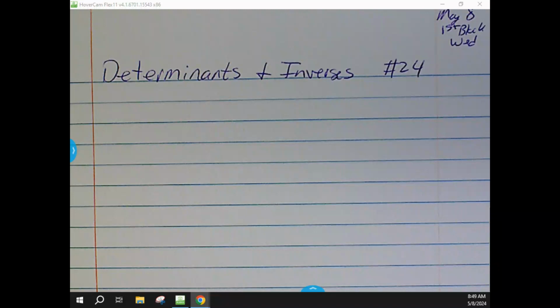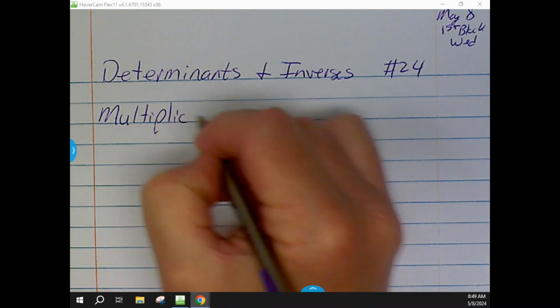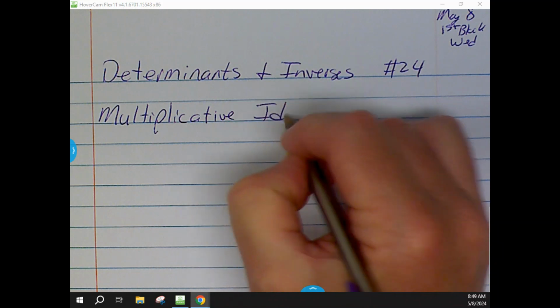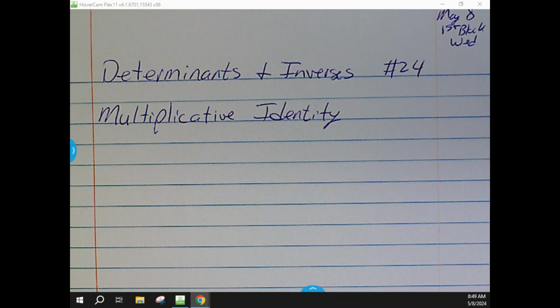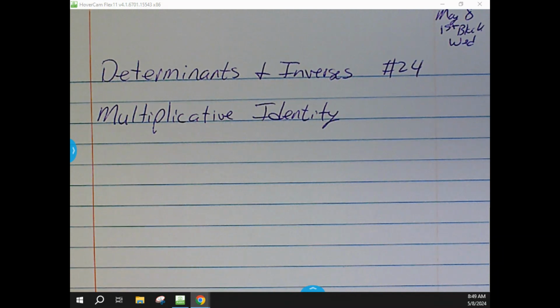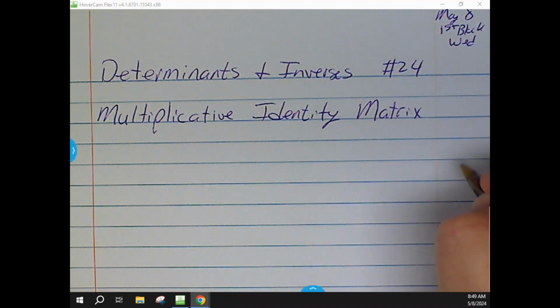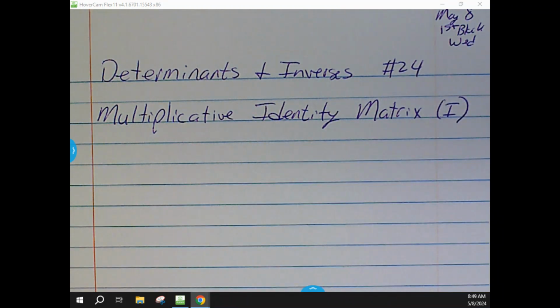So first thing is, we're looking at the, always love to say this word, multiplicative. Yeah, go ahead and say that one. Multiplicative. It's always a fun word to say. It kind of rolls off the tongue a little bit. All right, multiplicative identity matrix. Or for short, they just like to call it I. There you go. That way, if you can't say multiplicative identity, you can just say it's the I matrix.